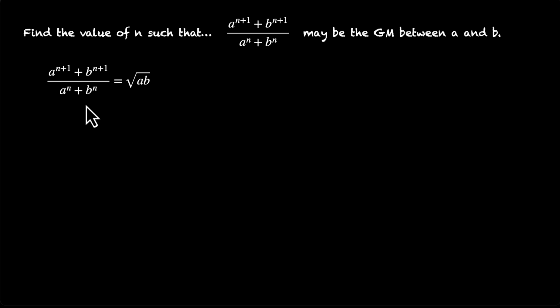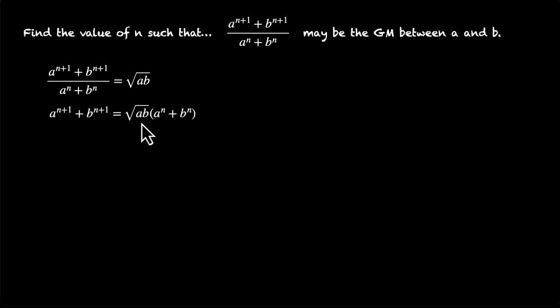Let's cross multiply. So we get a to the power n plus 1 plus b to the power n plus 1, and this denominator moves to the right hand side. So square root of ab times a to the power n plus b to the power n. Alright, what should we do next? We can distribute square root of ab to both these terms.